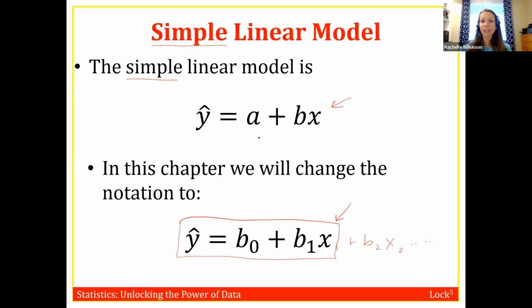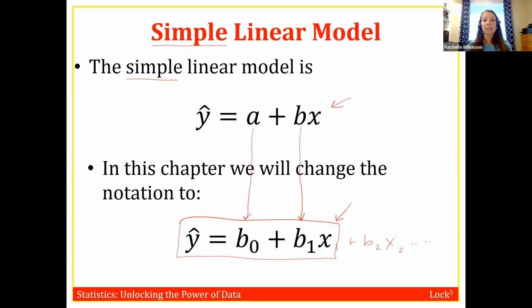So if this is going to be a little bit confusing to you, you might want to just write this somewhere and just kind of be like, okay, A, the intercept, we now call it B naught, and B, the slope, now we're going to call it B1 from now on.